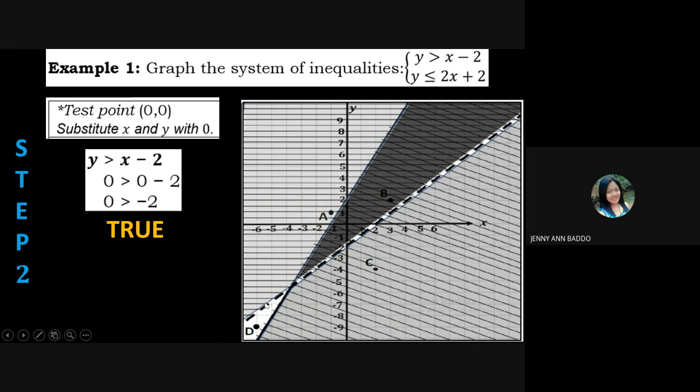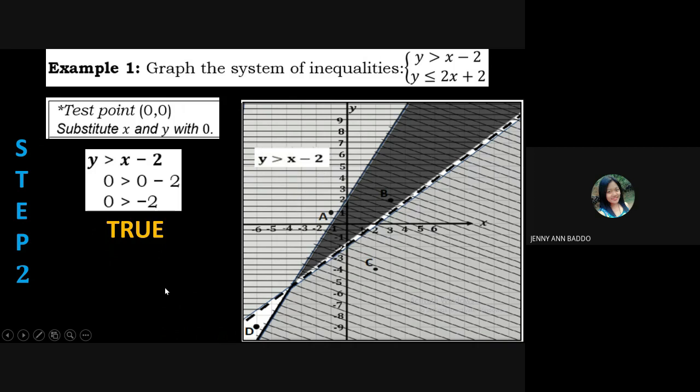So from the graph, take note, this is our first boundary line. And we tested (0, 0). It's here. And since it is true for the origin, then we're going to shade the upper part of the boundary line, or the upper region of the boundary line. Therefore, this is the region where y is greater than x minus 2 is located.